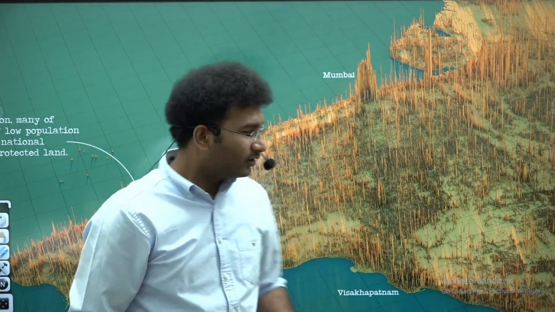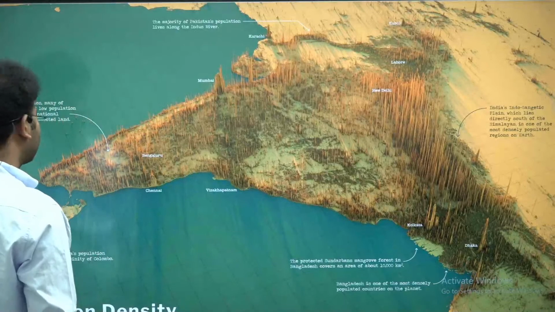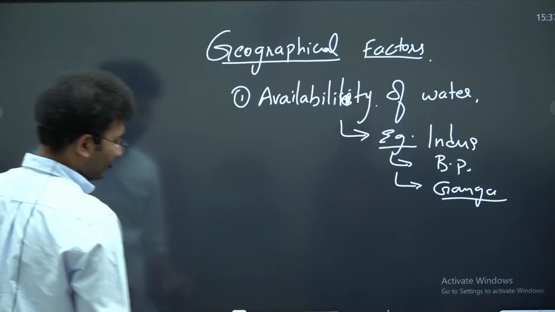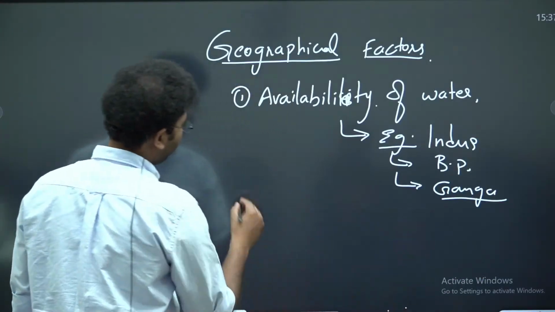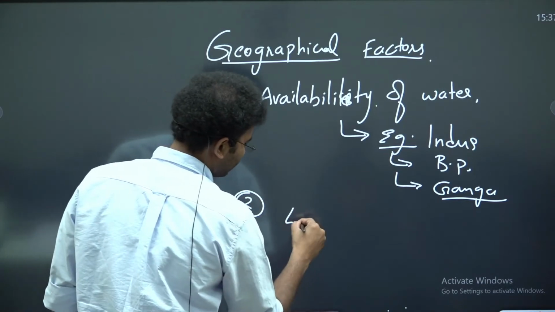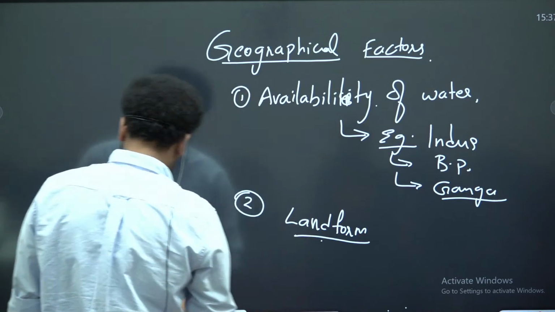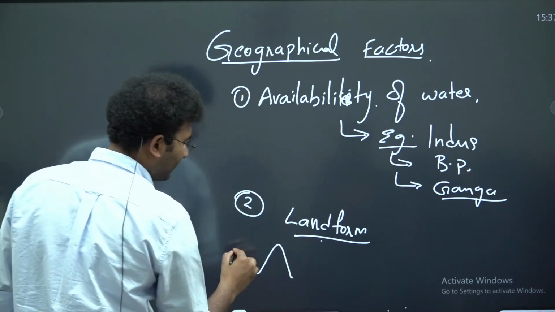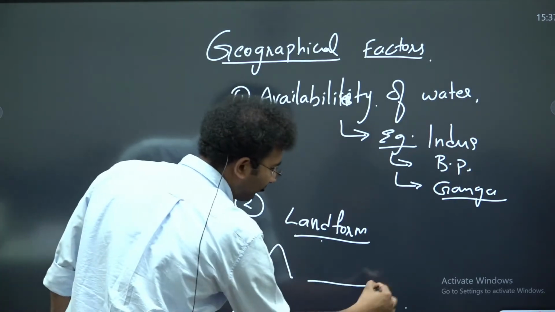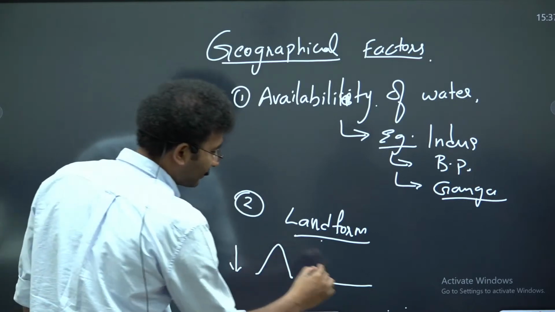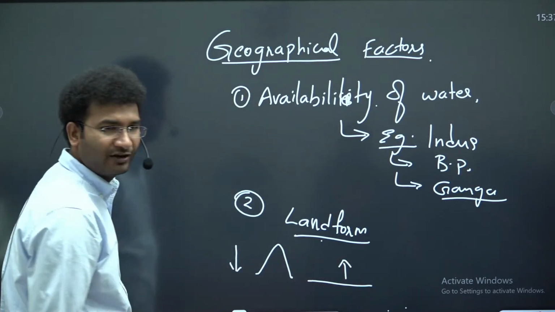Now, second factor that we have to discuss is landform. Now, in this landform, it is like this. You go to a desert. In the desert, the total population that is settled there is less. Right? You go to a mountain. Mountain will have less population. You go to a plain area. Plain area, comparatively, the population will be high.